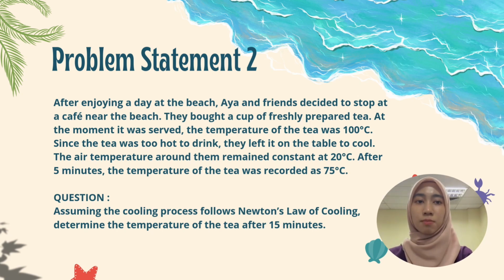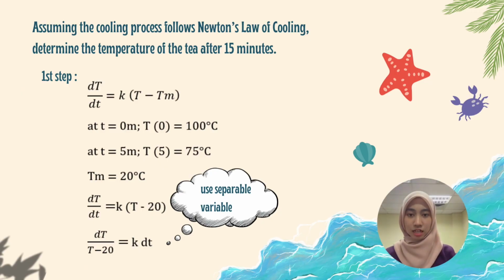After enjoying a day at the beach, Aya and friends decided to stop at a cafe near the beach. They bought a cup of freshly prepared tea. At the moment it was served, the temperature of the tea was 100 degrees Celsius. Since the tea was too hot to drink, they left it on the table to cool. The air temperature around them remained constant at 20 degrees Celsius. After 5 minutes, the temperature of the tea was recorded as 75 degrees Celsius. The question is, assuming the cooling process follows Newton's law of cooling, determine the temperature of the tea after 15 minutes.